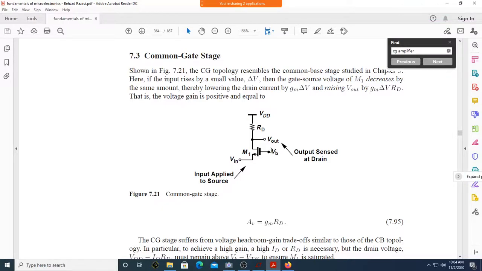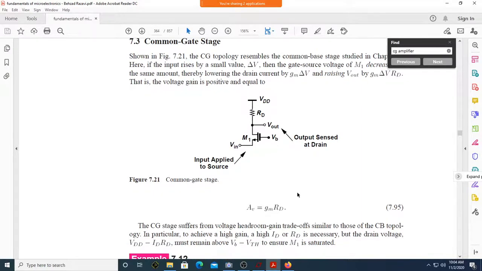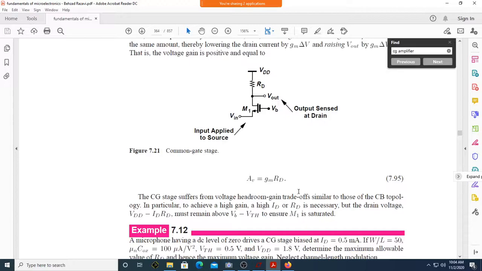Since this is grounded and you are applying the input to the source, this is Vin. Are you measuring with respect to ground here? Yes, sir. And since the gate is AC grounded for both output as well as input, we call this amplifier a common gate amplifier. I think we have derived the expression for the common gate amplifier.